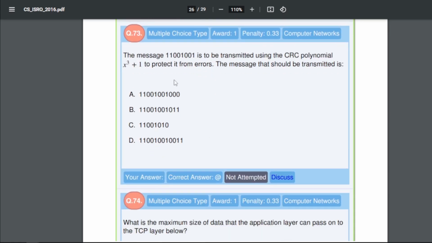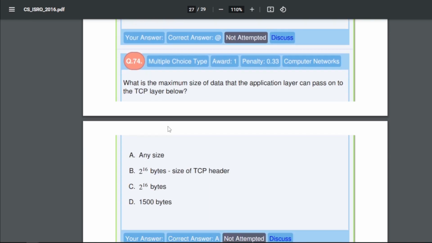Question 73: a message is to be transmitted using the CRC polynomial given in the expression, to protect it from errors. What message should be transmitted? If you solve this with the detailed method, you will get 11001 and at the last. So B will be the answer for this question.